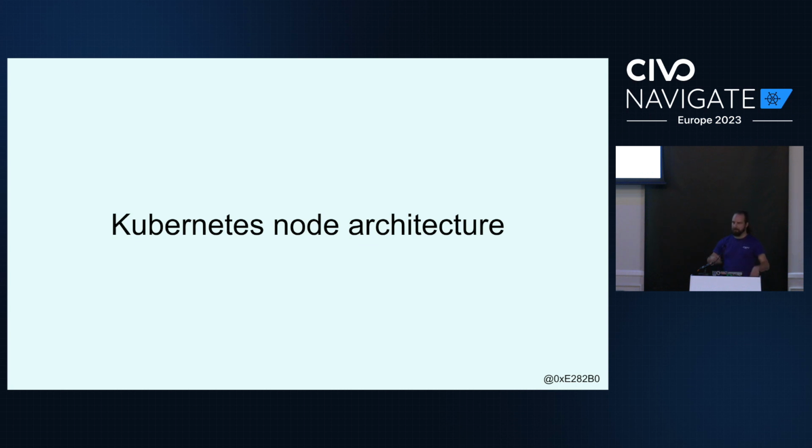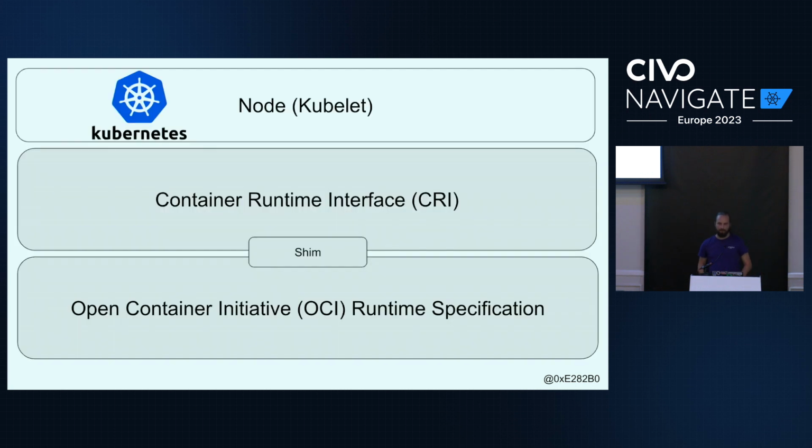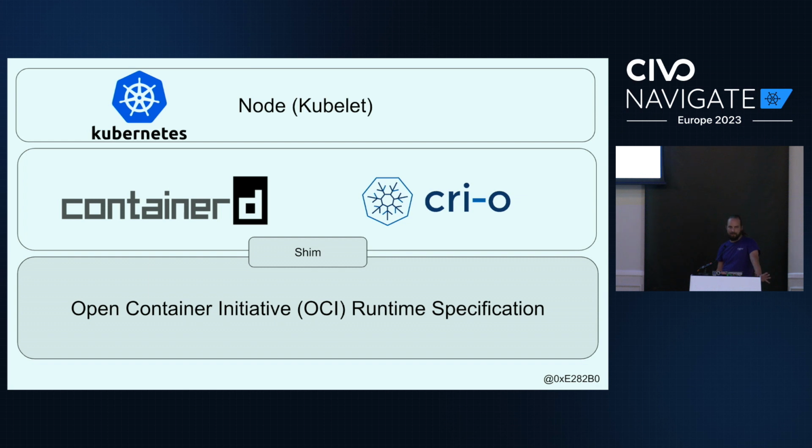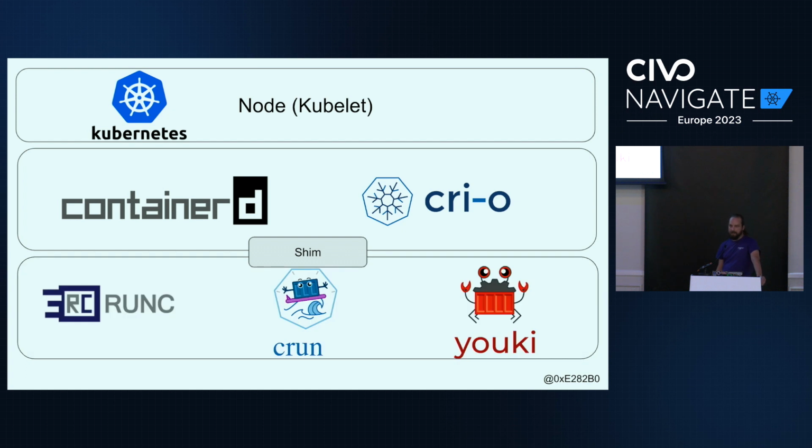Let's have a look at the architecture of a Kubernetes node. So that is our Kubernetes node. On top is a kubelet. The kubelet registers at the control plane and communicates with the control plane. On the node, it has the so-called CRI, the Container Runtime Interface, which is usually implemented by containerd or CRI-O. Then there is the low level, the OCI runtime. The OCI runtime, for example, is runc, crun, or youki. And then there is this little piece between the CRI and the OCI runtime, which is called a shim.